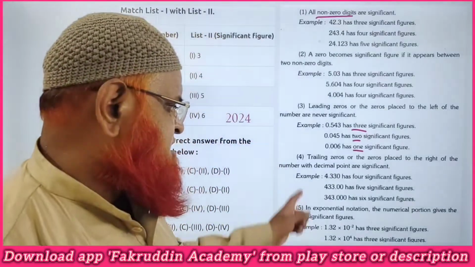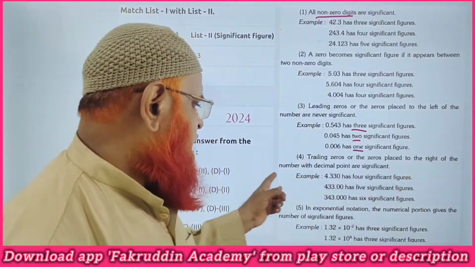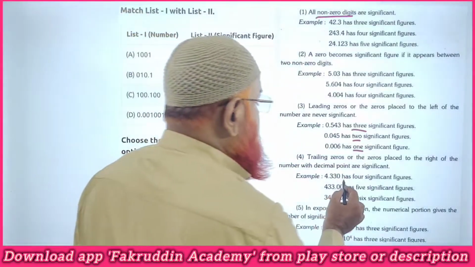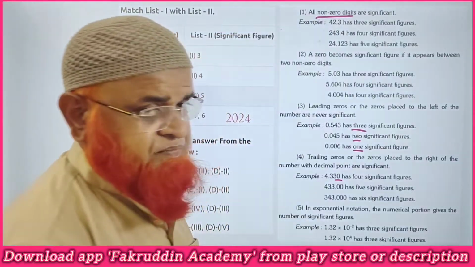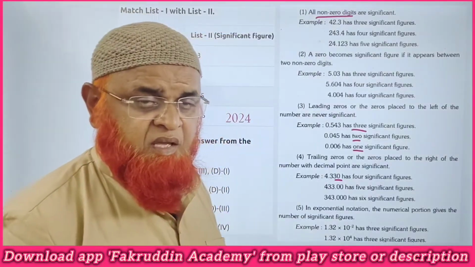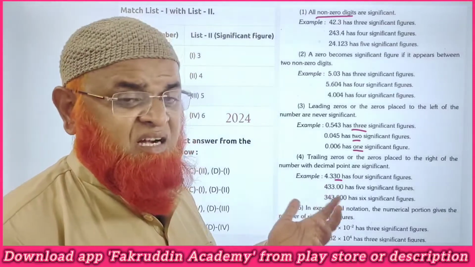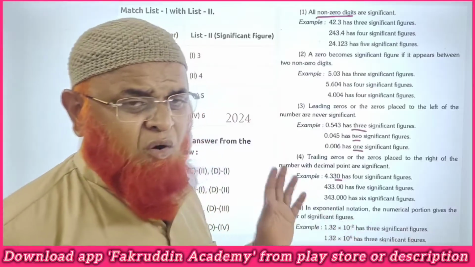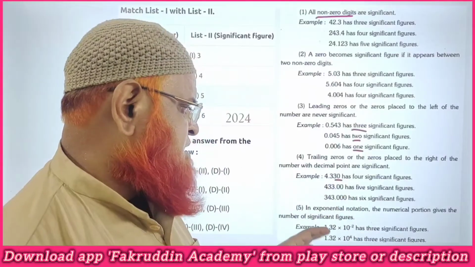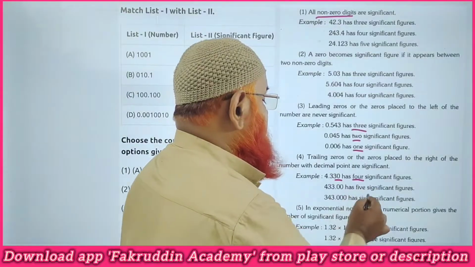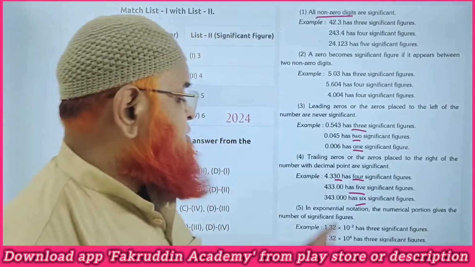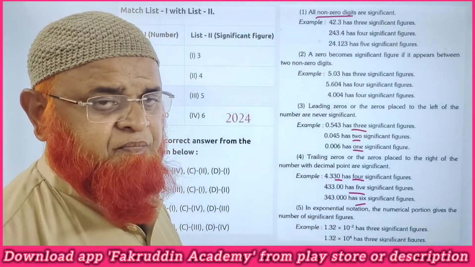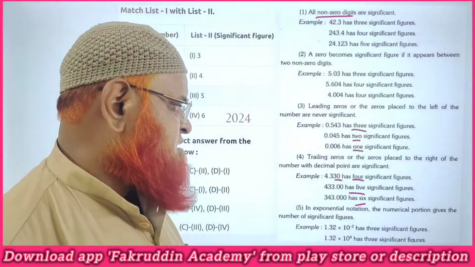Next, trailing zeros after decimal points are significant. If any 0 comes after the decimal point, then it is having significance. We have to rely on that. It is a reliable digit. Even 0 becomes reliable when it comes after a non-zero and the decimal point is present. That's why it is having 4 significant figures. It is having 5. It is having 6. Even though there are 3 zeros after the decimal point, they are significant and reliable. So this is called the fourth rule.